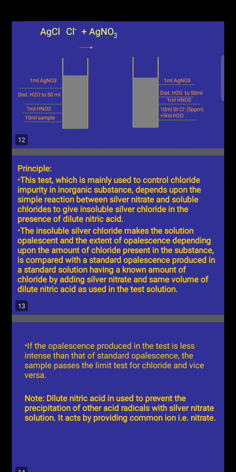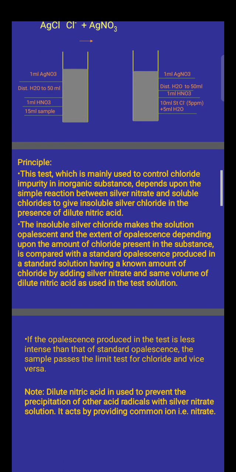This test, which is mainly used to control chloride impurity in inorganic substances, depends upon the simple reaction between silver nitrate and soluble chloride to give insoluble silver chloride in the presence of dilute nitric acid. The insoluble silver chloride makes the solution opalescent, and the extent of opalescence depends upon the amount of chloride present in the sample, which we can compare with the standard. As per the standard value, we can conclude whether that sample complies with the limit test or not.